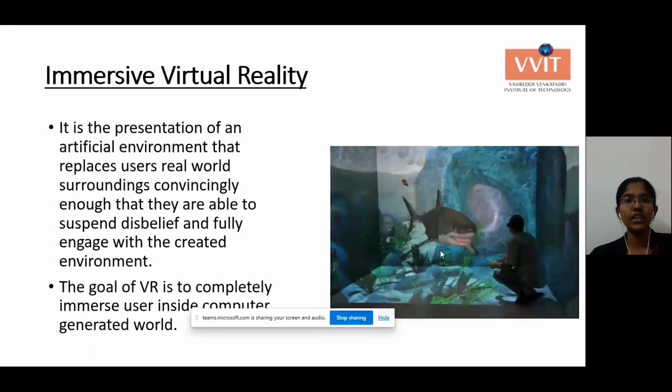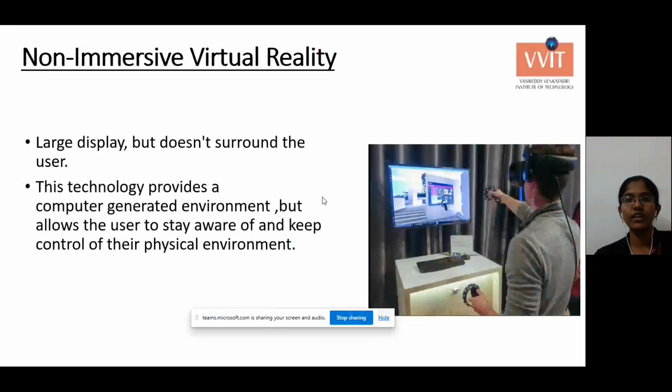Now, non-immersive virtual reality. In non-immersive virtual reality, the user is not completely surrounded by the virtual world, which means that there is a large display but it does not surround the user. This technology provides a computer-generated environment but allows the user to stay aware of and keep control of the physical environment. In this, the user should be aware of his or her physical environment. The user generally uses electronic devices. Whatever action is performed by the user, the same action is performed by the person in the game so that the user can experience that he is playing the game.